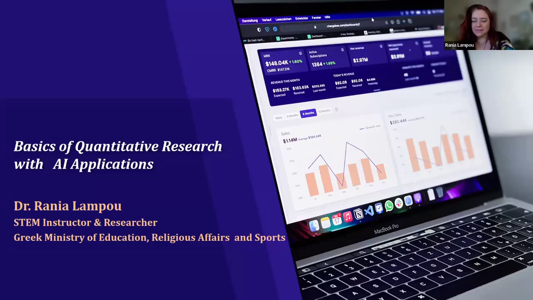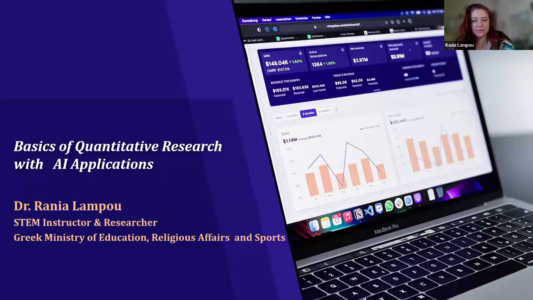So first, I want to say that quantitative research is the cornerstone of research, so it's very important. And quantitative research with AI tools involves using artificial intelligence to gather, analyze, and interpret numerical data. Why? Because it enhances speed, accuracy, and depth in research.